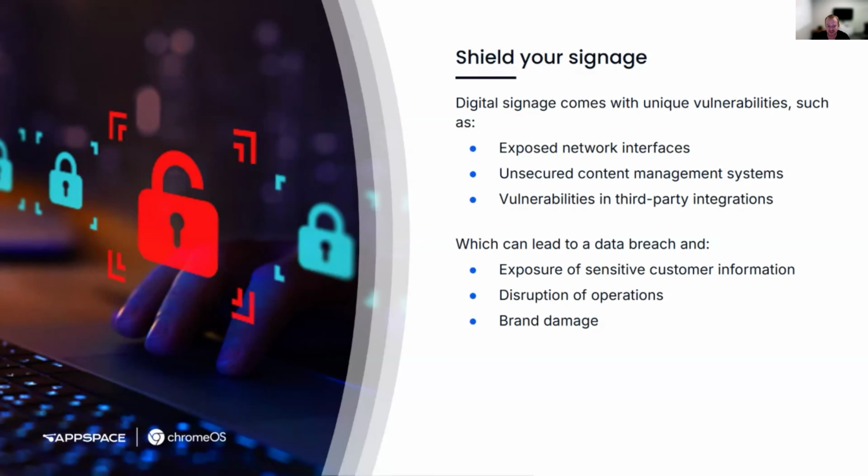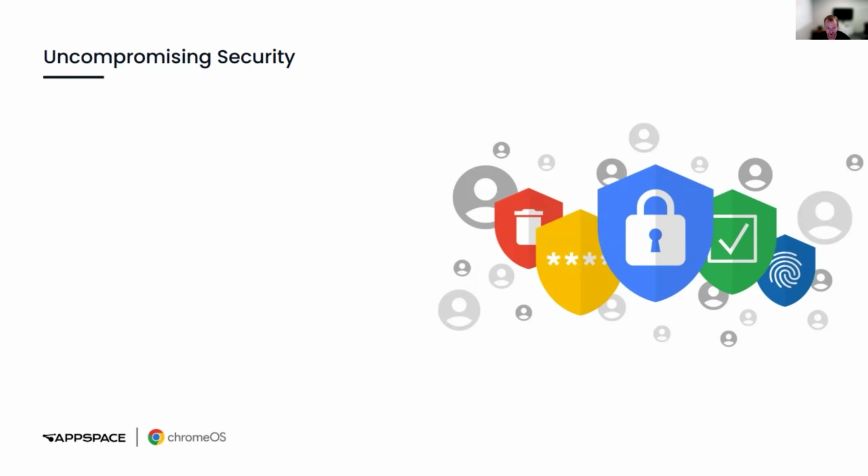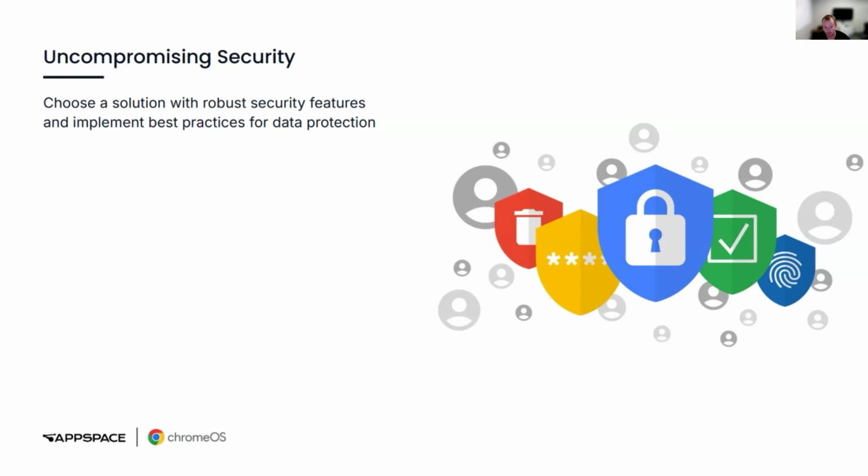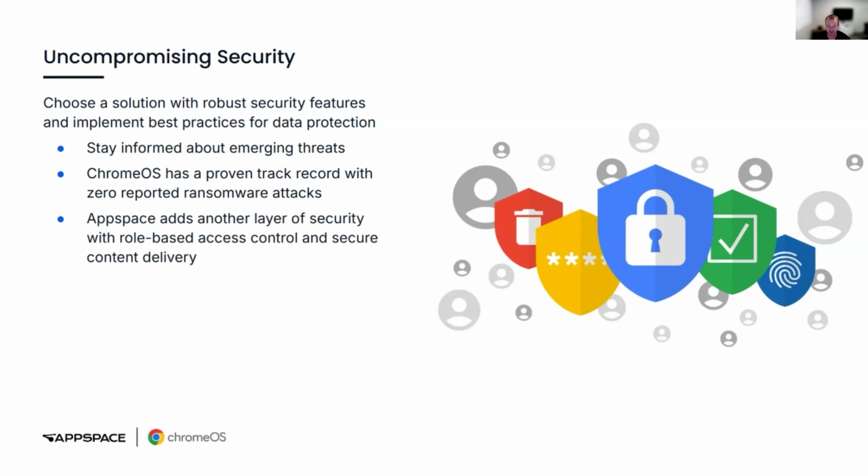brand damage. Digital signage security isn't just about protecting data, it's about protecting your business. Vulnerabilities within your signage network can have far-reaching consequences, impacting everything from customer trust to business continuity. Security is non-negotiable, and ChromeOS is built with security at its core, offering robust protection against evolving threats and maintaining our stat of 0 reported ransomware attacks. Coupled with Appspace, you're receiving top-of-the-line security in effective and efficient layers, giving you complete peace of mind.